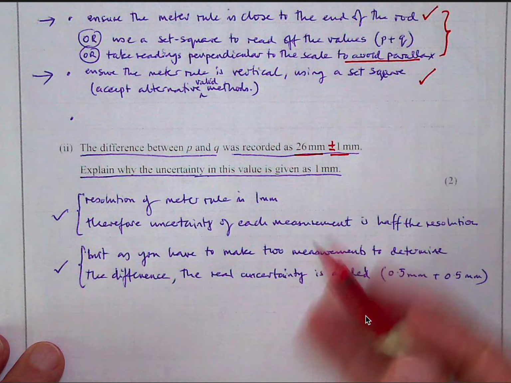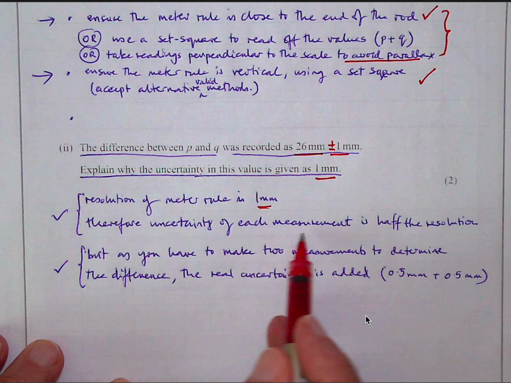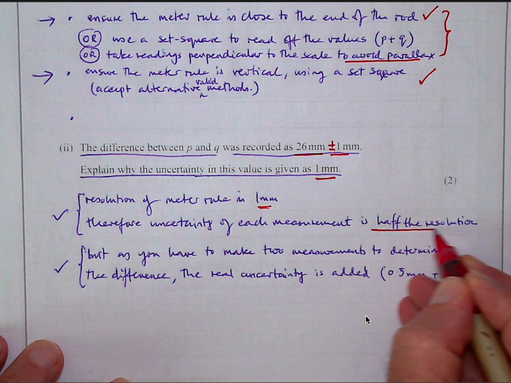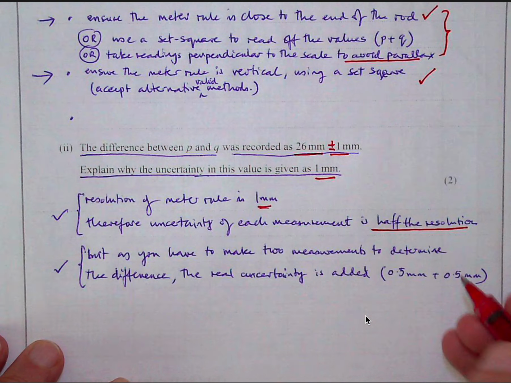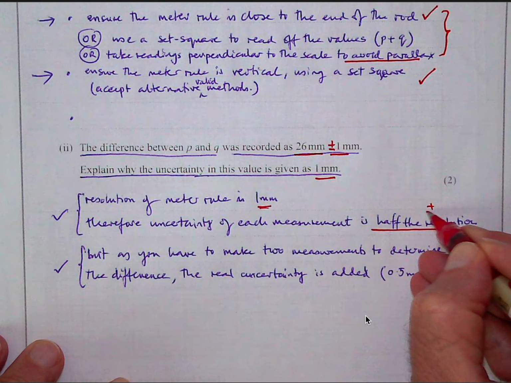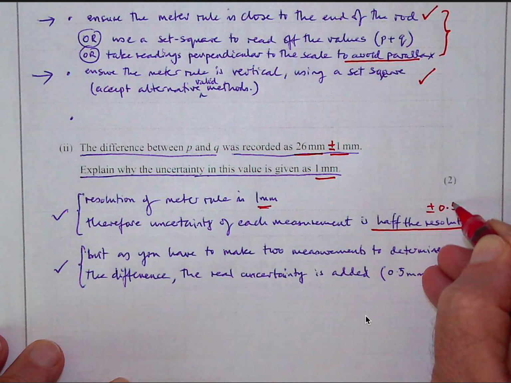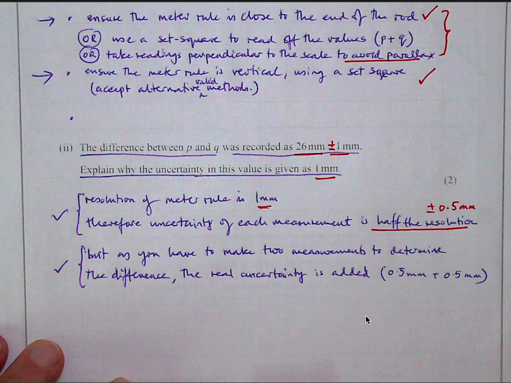What they want to check that you know for this exam is, A, what is the resolution of the meter rule? Well, the resolution of the meter rule is 1 millimeter. But the uncertainty, according to this exam, is that the uncertainty of each measurement is half the resolution. So they're saying, why if you put 1 millimeter, half the resolution would be plus or minus 0.5 millimeters.